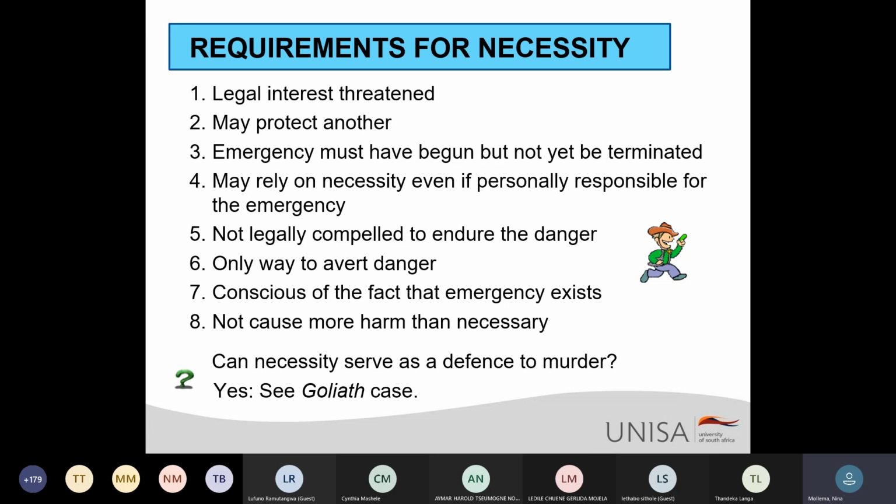Can necessity serve as a defense to murder? Yes, you can see, for example, in the Goliath case. Now, another case that's in your study guide is the Mayimela case. I just quickly want to tell you what happened in that case. The Mayimela case occurred at a mine.